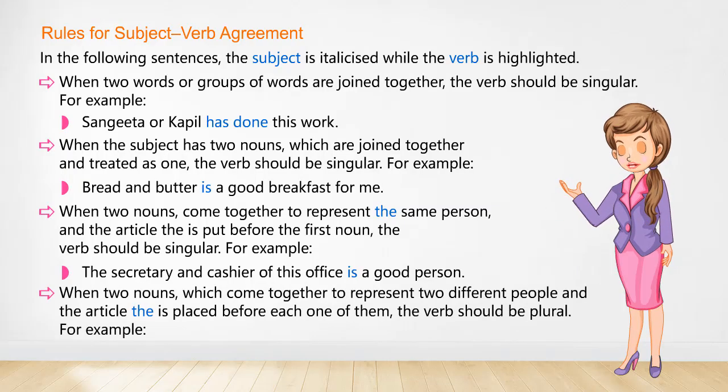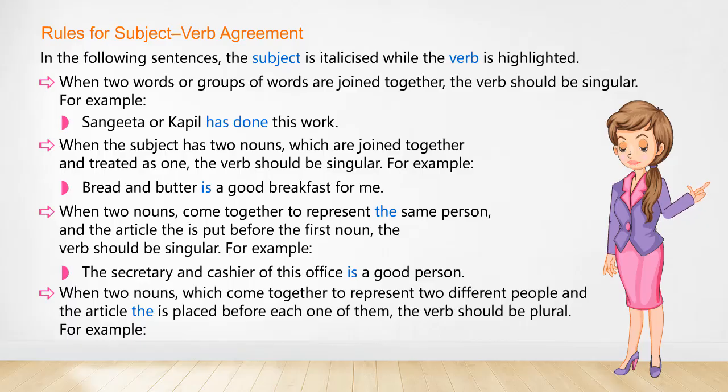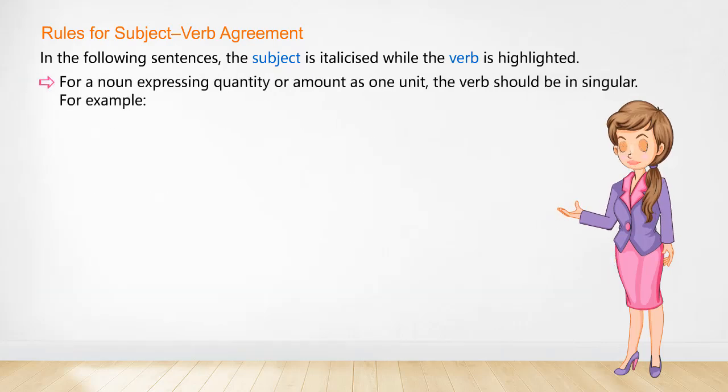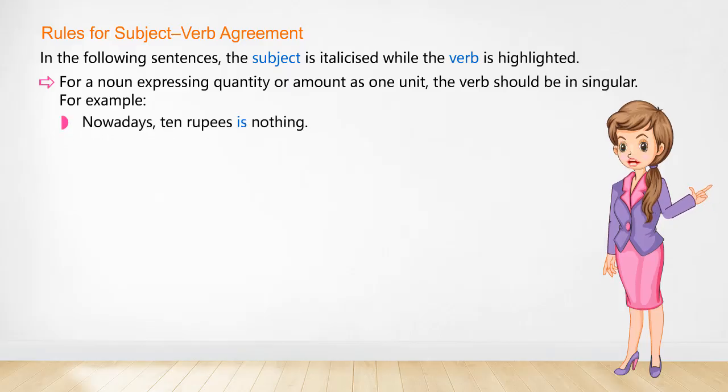When two nouns which come together to represent two different people and the article the is placed before each one of them, the verb should be plural. For example, the landlord and the tenant of this building are good people. For a noun expressing quantity or amount as one unit, the verb should be singular. For example, nowadays 10 rupees is nothing.